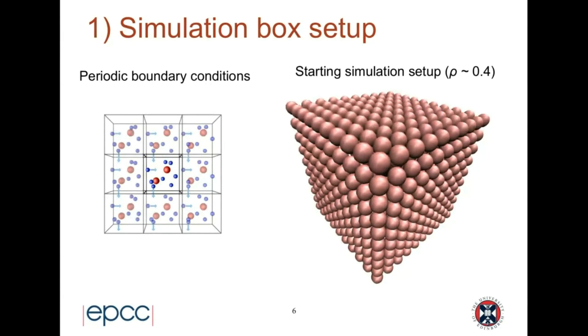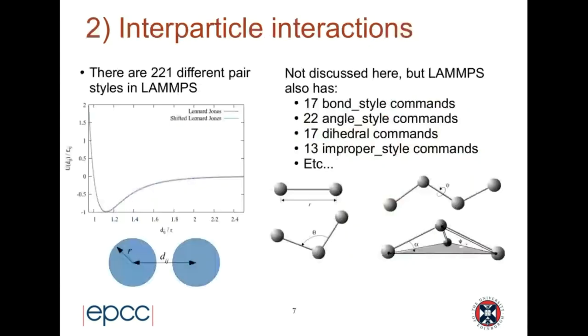So at this point, we're eight lines of code in, and we've set up our simulation so far. We've got everything where we want it to be, and we're ready to say how our particles should move. So the next thing we're going to define is inter-particle interactions.